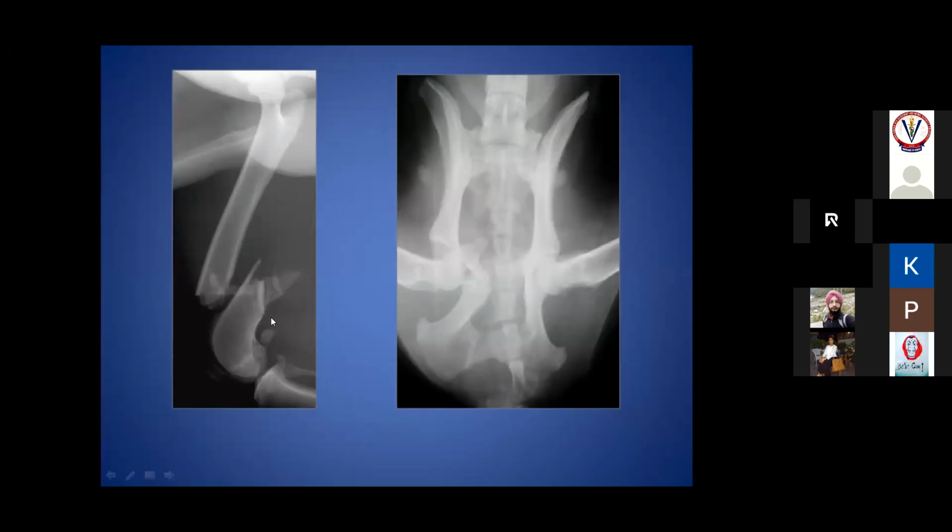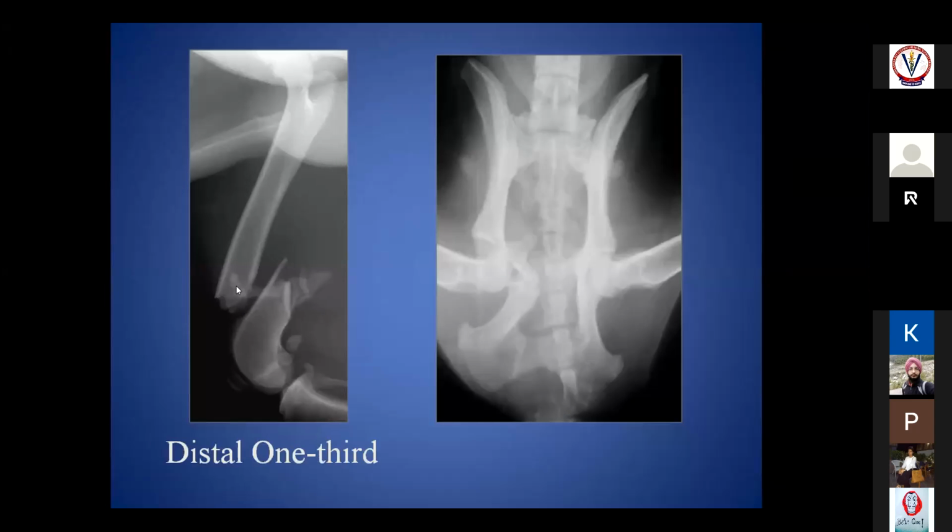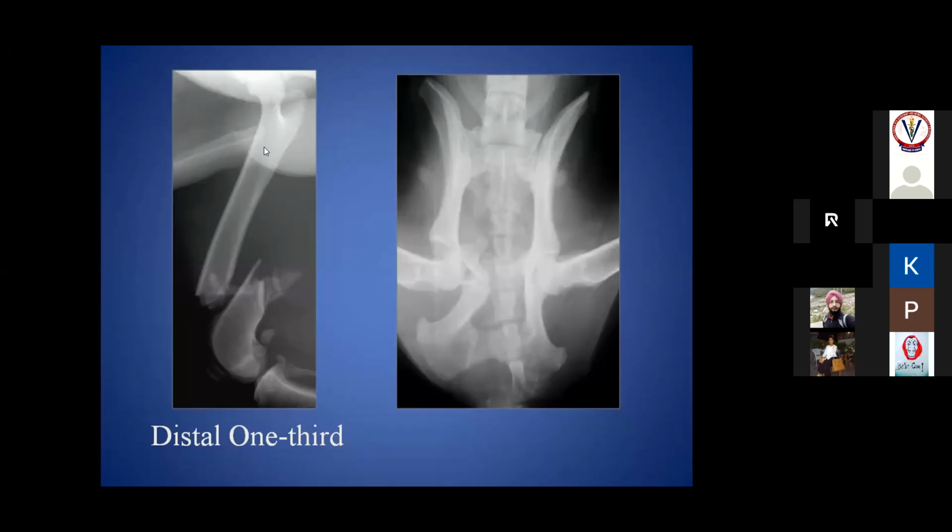Now coming to the next type, this is a distal 1/3 femur fracture. You can see a very badly fractured femur in the distal 1/3 of the bone. There is a space, there is no overriding, and you can also see many bony chips present at the fracture site. So according to the area of the bone, we can classify this as a distal 1/3. We have seen the proximal 1/3, mid diaphyseal, and distal 1/3.